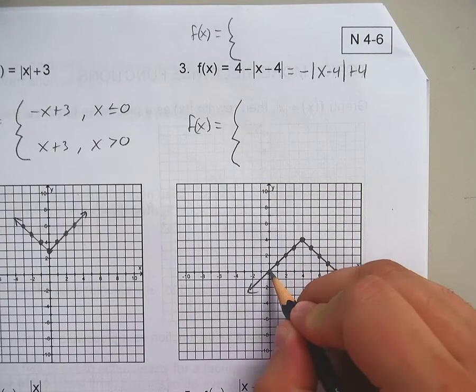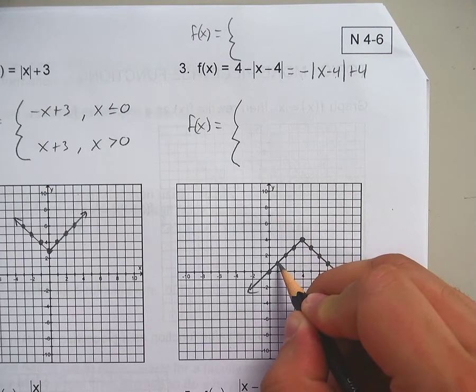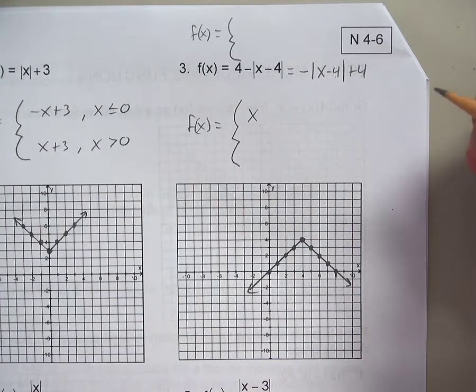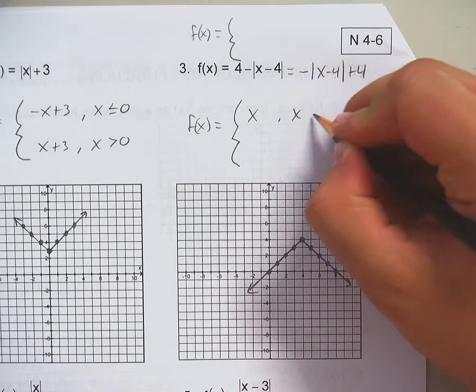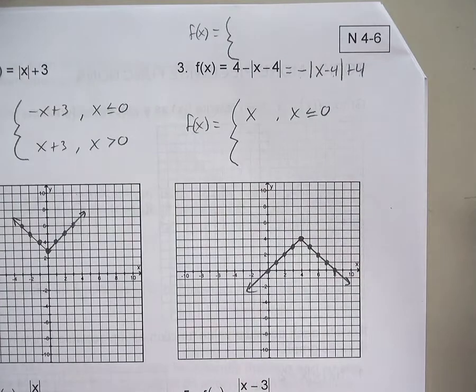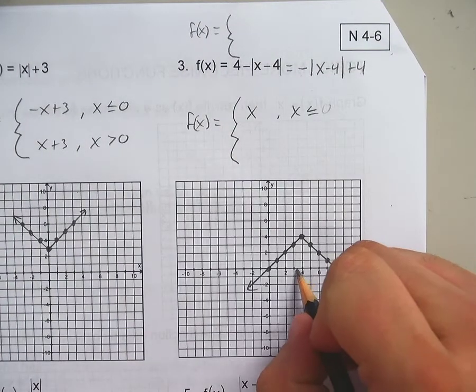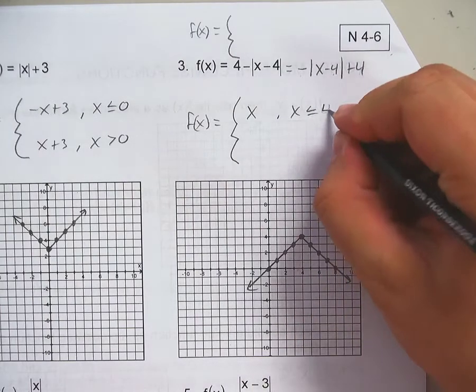This one right here, y-intercept of 0, slope of 1. So that's just going to be x. And that's going to be where x is less than or equal to 0. Oh, excuse me, 4. Almost got that one wrong. Where x is less than or equal to 4.